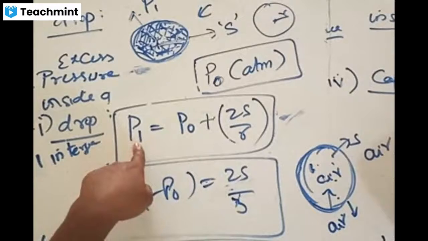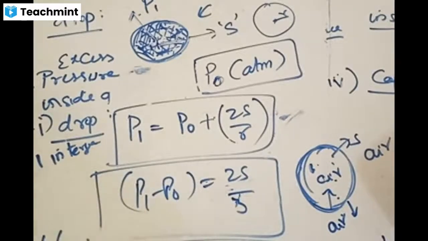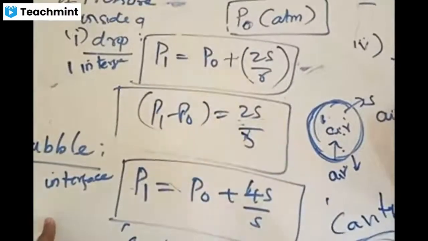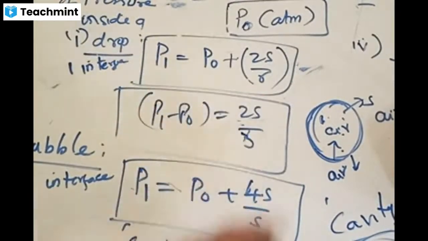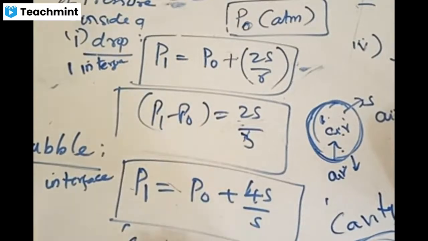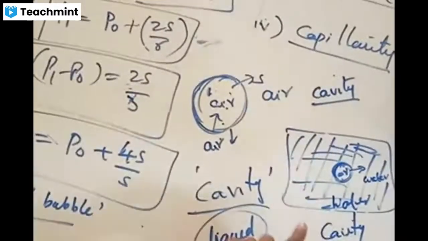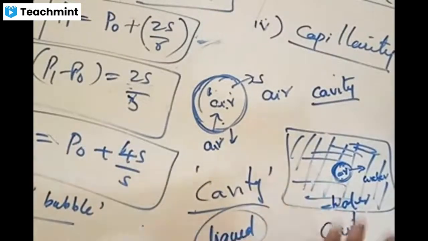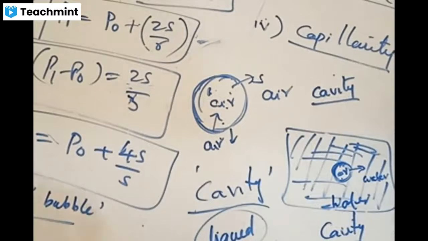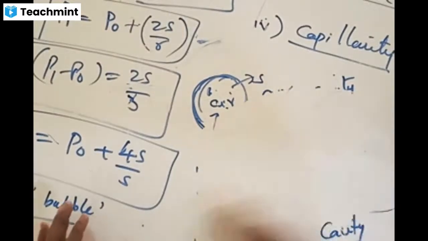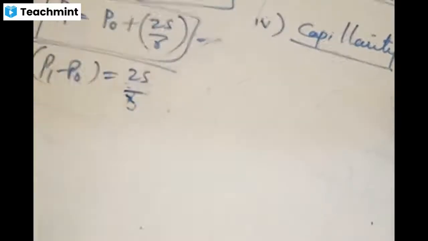Similarly, because for a bubble there are two interfaces, excess of pressure is going to be 2 times 2s by r, which is 4s by r. Whereas for cavity, we will not write a pressure equation. Cavity is an empty space present inside the liquid region, surrounded with some kind of element, maybe gas. This is about drop, bubble and cavity.